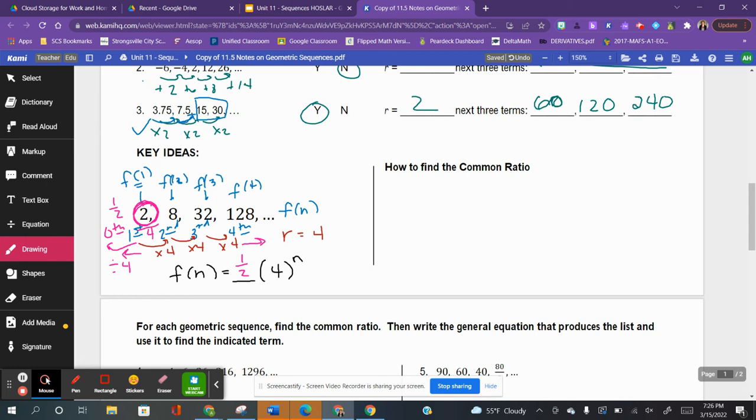All right, well, how to find the common ratio? Sometimes it's not always easy to see what number you multiply by to go from one term to the next. In fact, kind of like problem number 3 here, it wasn't easy to tell how to go from 3.75 to 7.5. And so what you could do is you could take r equal to, you could take any number in your list, and you can divide it by the previous value.